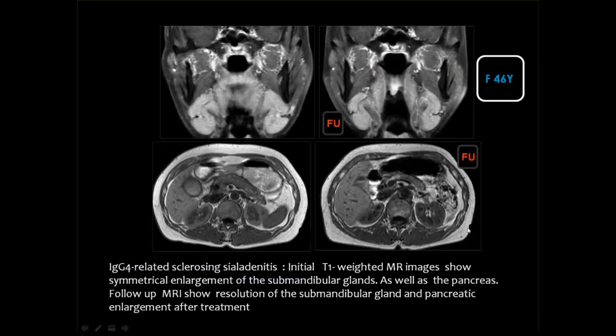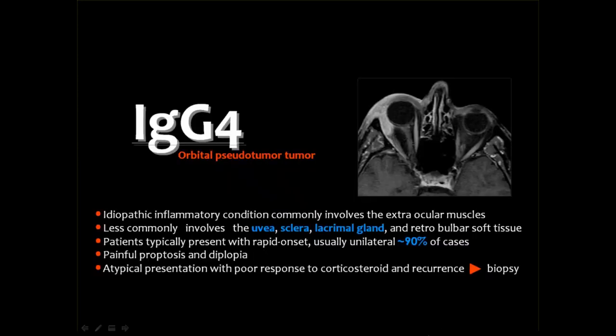And this is another example where the submandibular salivary glands are involved as well as the pancreas. You see the halo of low signal intensity around the lesion, the pancreas, and this is the follow-up after steroid therapy. You may see some regression in the size of the submandibular salivary glands, as also the pancreas.